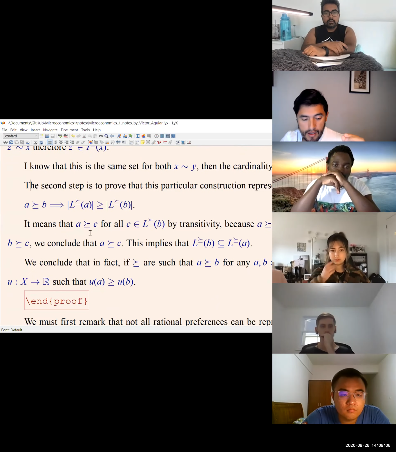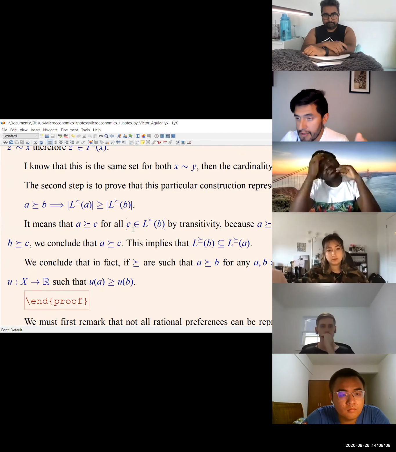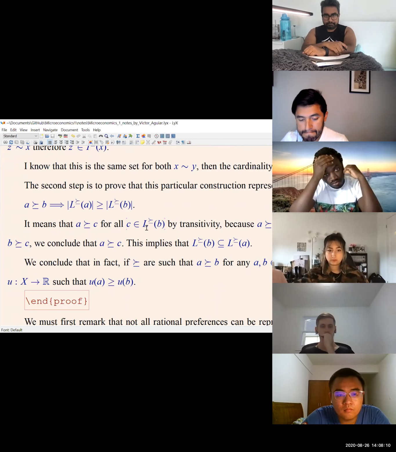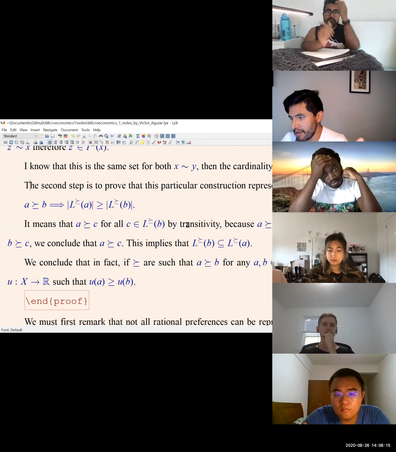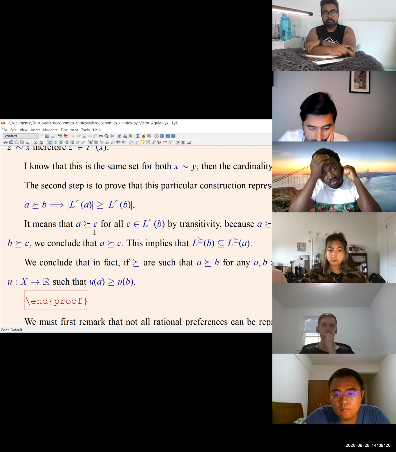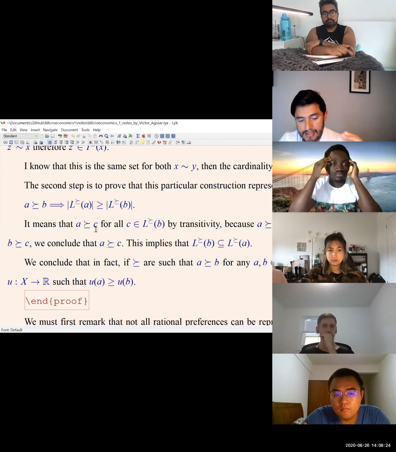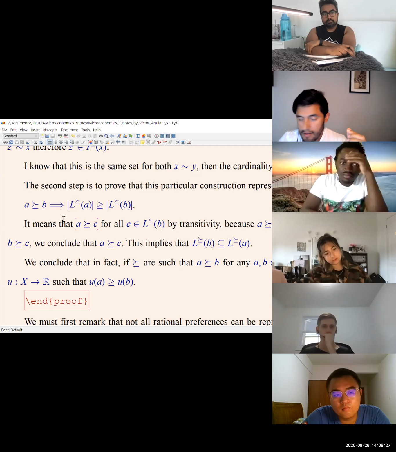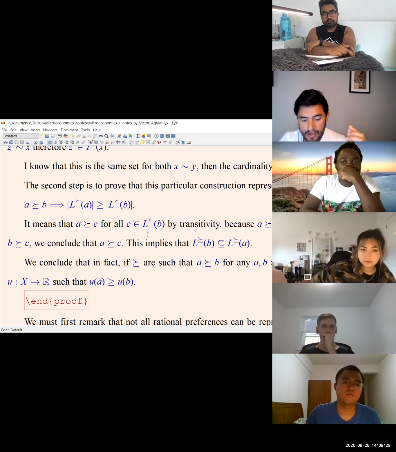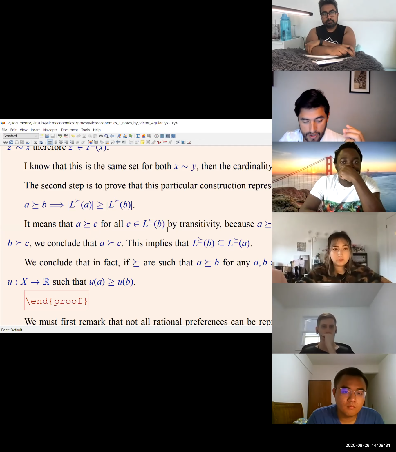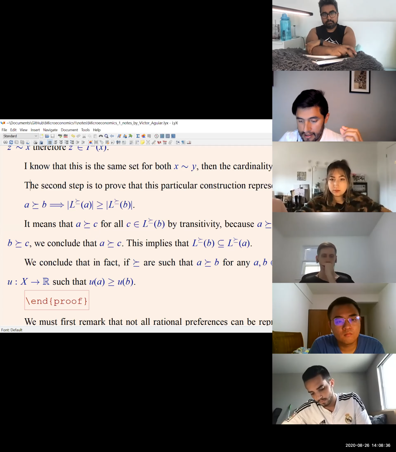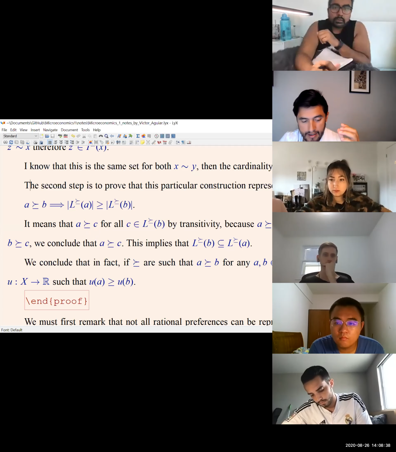So let's prove it. So if A is better than C, then C belongs to the lower contour set of B, okay? By transitivity, right? So I am using transitivity here. Do you understand? Everyone is on this step. So the first thing is telling me, look, A is better than C, right? So that means C is in the lower contour set of A, right? But by transitivity, it means that also C has to be in the lower contour set of B, okay? Because A is preferred to B. And now C belongs to this lower contour set of B, and then it has to be that B is better than C, okay?